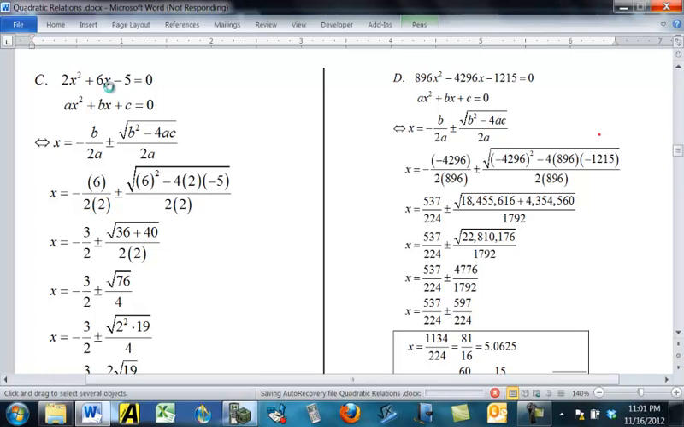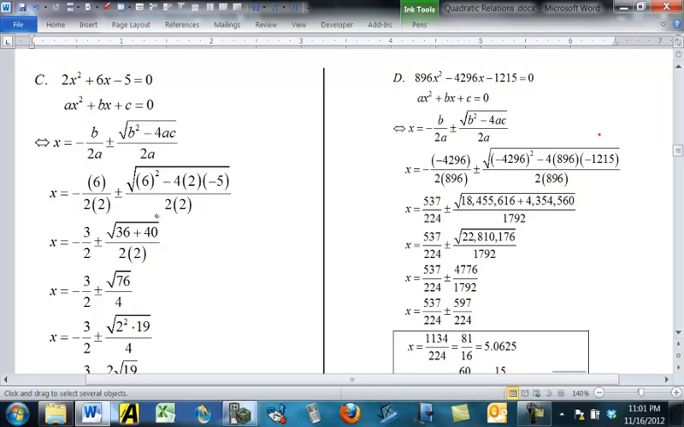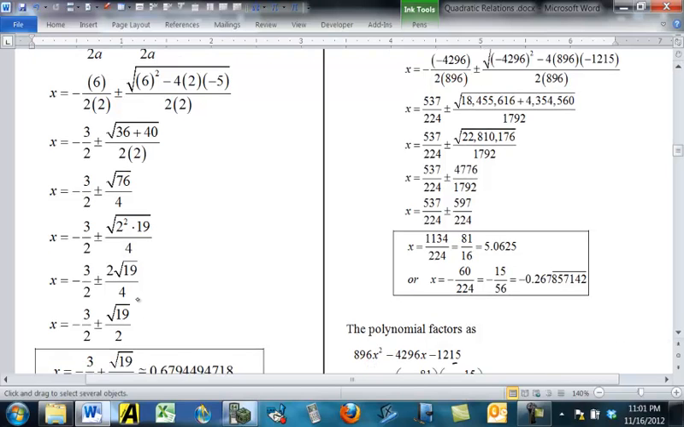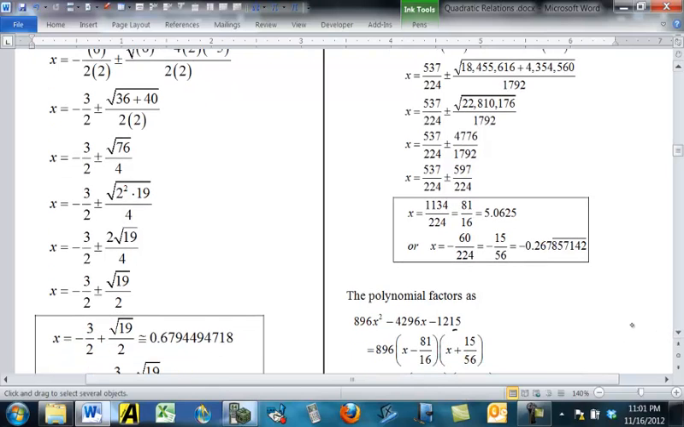b squared is 6 squared, so that's 36. Minus 4 times a times c, that works out to be 40. That's 76. Notice 76, we factor it as 2 squared times 19. So we can reduce that radical to 2 times the square root of 19 if we need an exact answer. The 2 and the 4 cancel down to a half there.